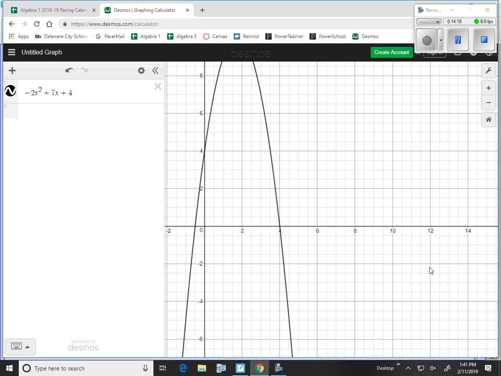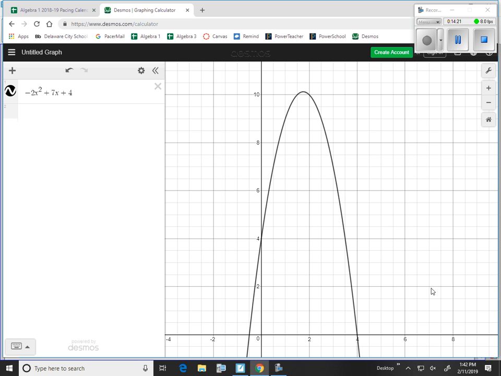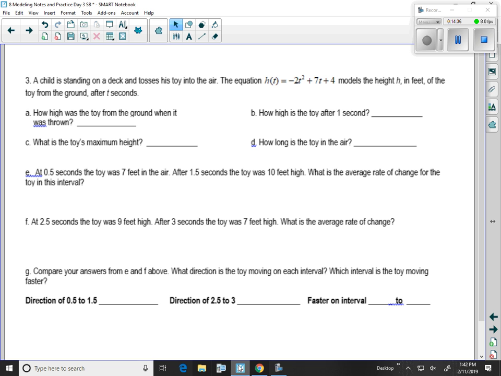Okay, so let's take a look here at what we have. See how it starts at a different place on the y-axis other than 0, 0? That is the height from where the toy is thrown. So in this case, it would be 4 feet. Okay. How high is the toy after 1 second? How do we find this?